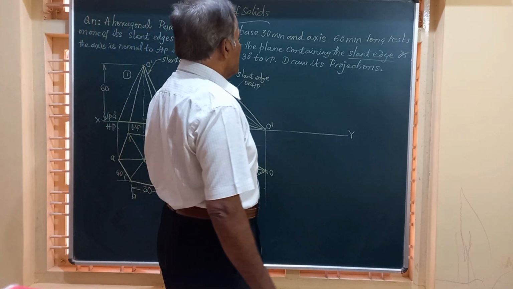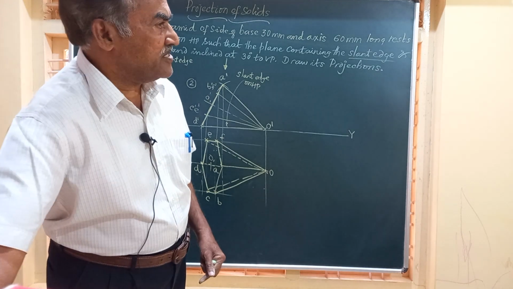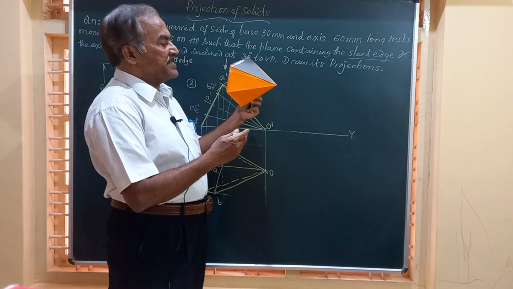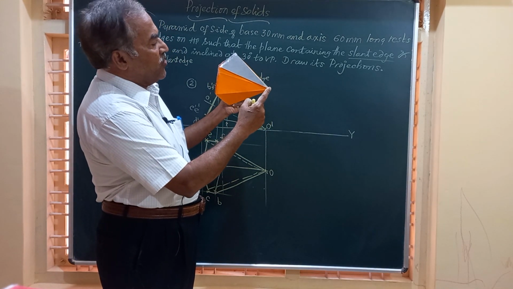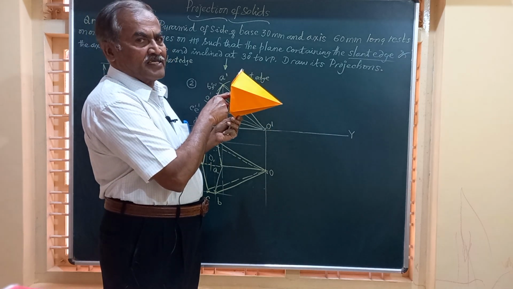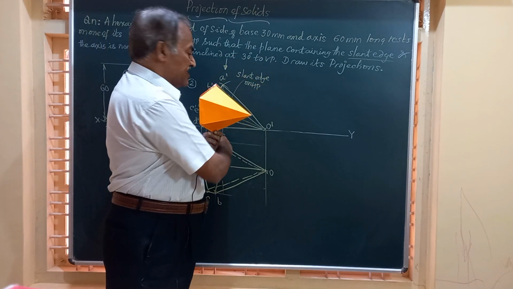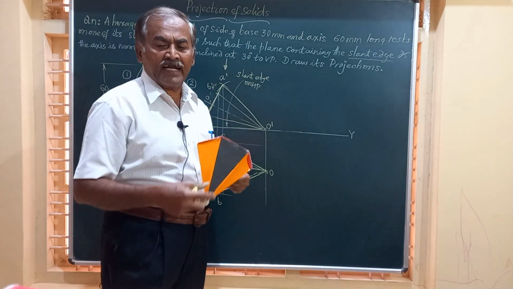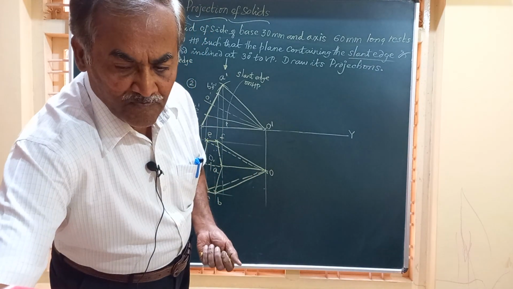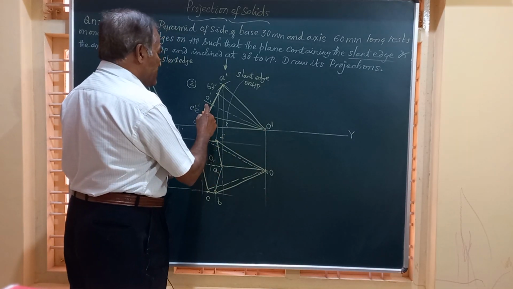He says, draw the projection when the plane containing the axis. So plane means minimum 3 points should be there. The plane containing the axis. Axis is O. Say I am going to place it like this. O1 is the axis, and the slant edge is O dash D dash. The plane contained by them, the plane containing these two, that is O dash, O1 dash and D dash.